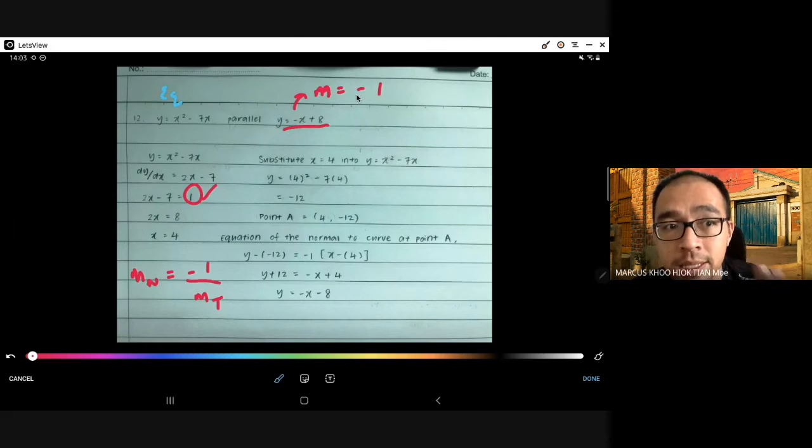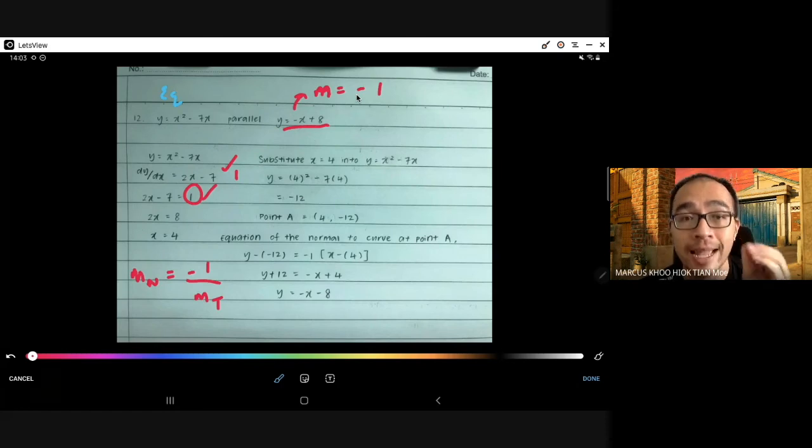Now, why is this important? Because dy/dx shows you the gradient of the tangent. And you need to find the x coordinate, which is what she did here. When she got the gradient as 1, she found the x coordinate, x equals 4. Okay, so this is the second mark.